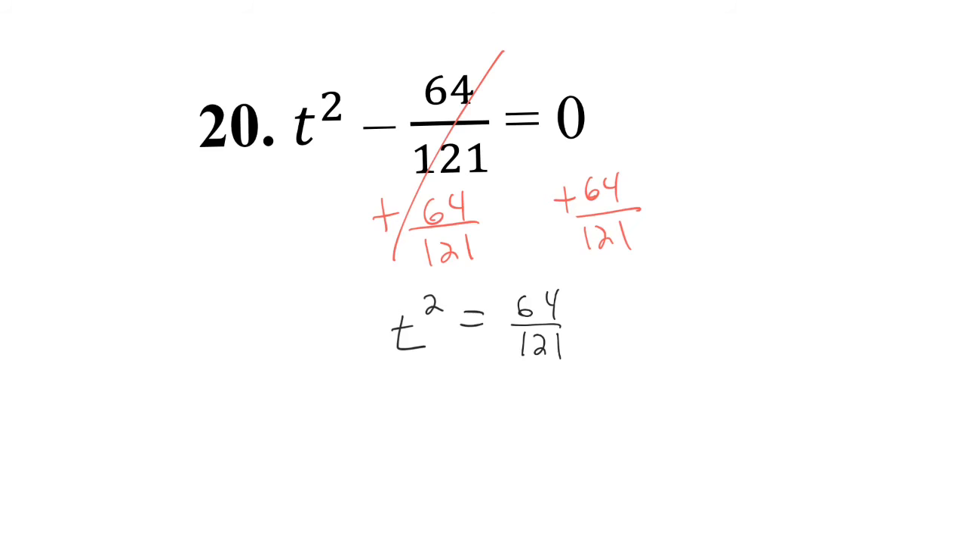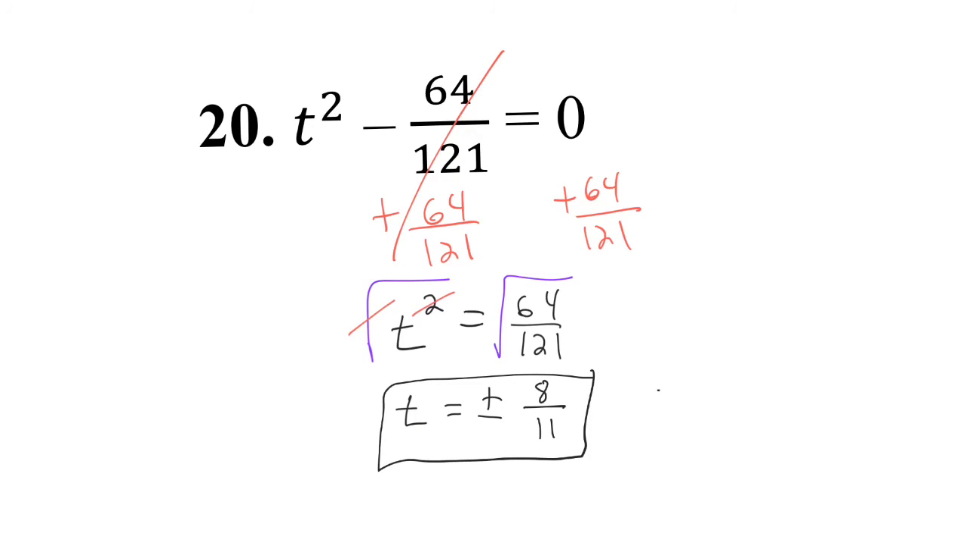The next step, you take the square root of both sides, right here. So cancel the square roots. You have the t here. You have the plus and the minus, and these are perfect square numbers. I knew that, that's why I didn't reduce the fraction. So the square root of 64 is 8, and the square root of 121 is 11. So I got my 2 answers. You can separate your answers, negative 8 over 11 and positive 8 over 11.